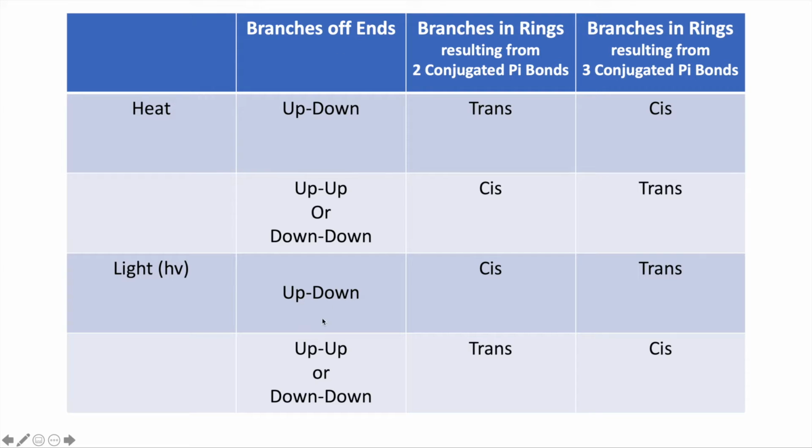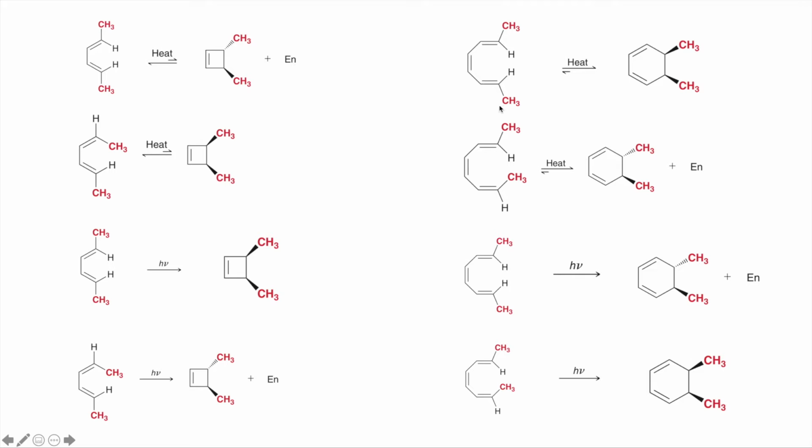So you look at how the branches are coming off at the ends, and then you can use this table to figure out how the branches will be once you form the ring. For example, if you're using heat on a 2 conjugated pi system, and the branches are going up and down at the end of the conjugated pi system, then they're going to be trans in the product, in the ring that you form.